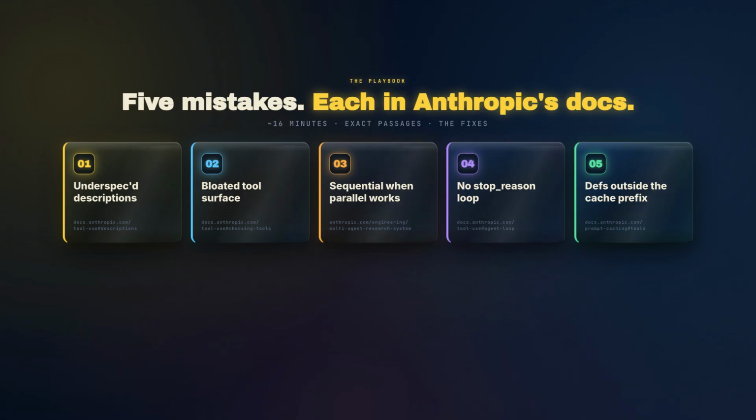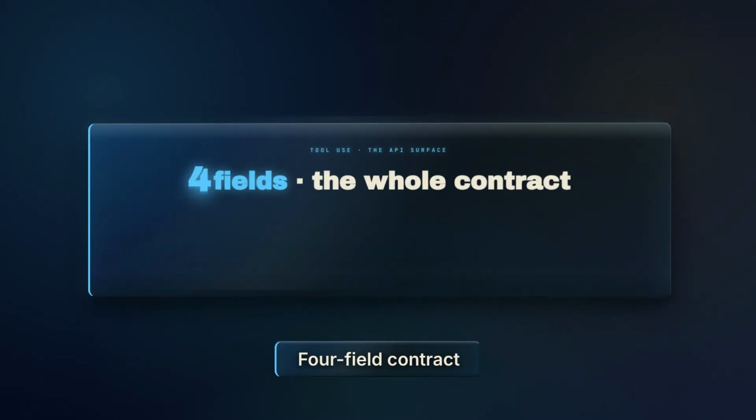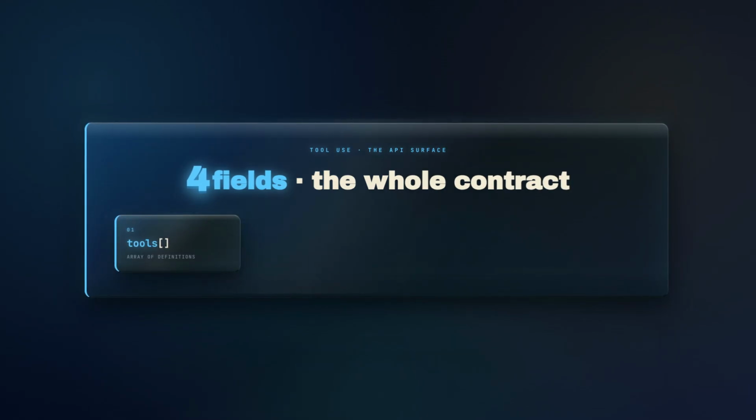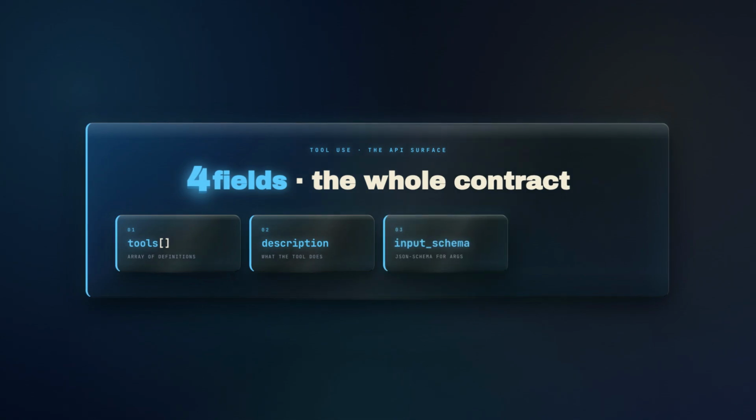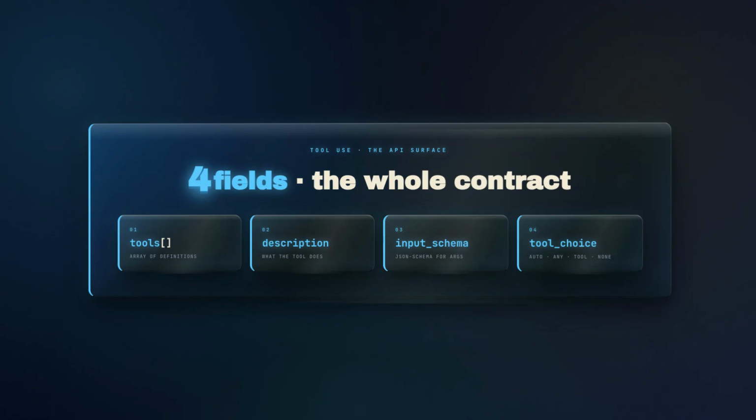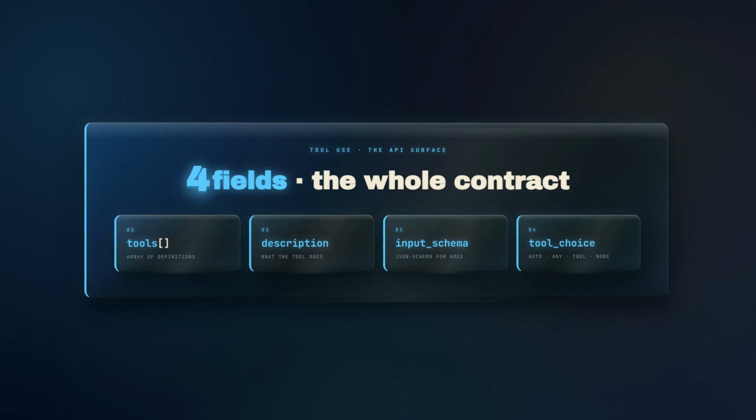Probably more. Tool use is a 4-field contract. Tools is the array of definitions you send to Claude. Each definition has a name, a description, and an input_schema. The 4th field is tool_choice: auto, any, tool, or none, which controls when Claude is allowed to call a tool. That's the whole API surface for tool use.